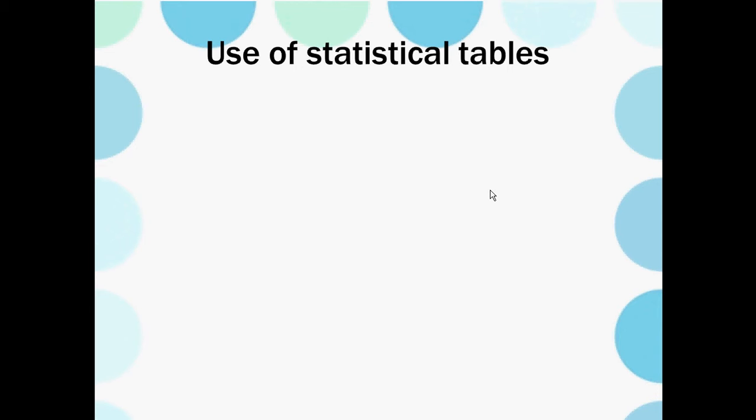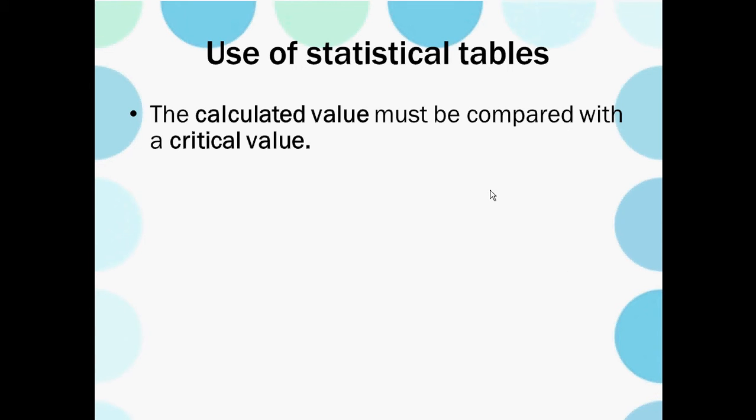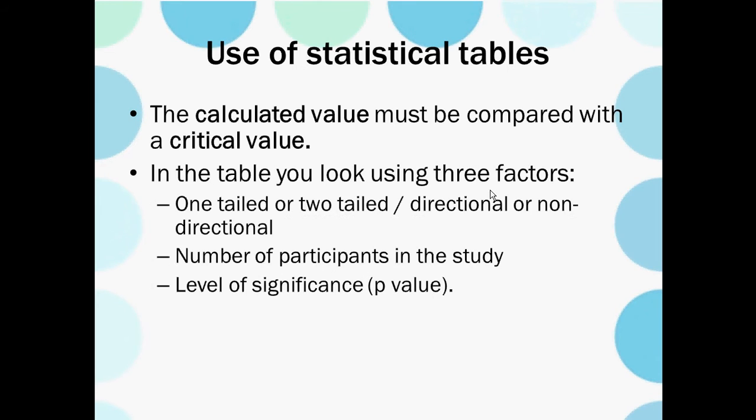Okay, the use of statistical tables then. Once you've done your statistical test, you have to take the value which you've calculated as part of your statistical test, the calculated value, and you have to compare it with a critical value from a table. And you have to look at the table using 3 factors. Here they are. Whether you've used a directional or non-directional hypothesis. Obviously, a non-directional hypothesis is a lot more conservative. It just says there'll be a difference.